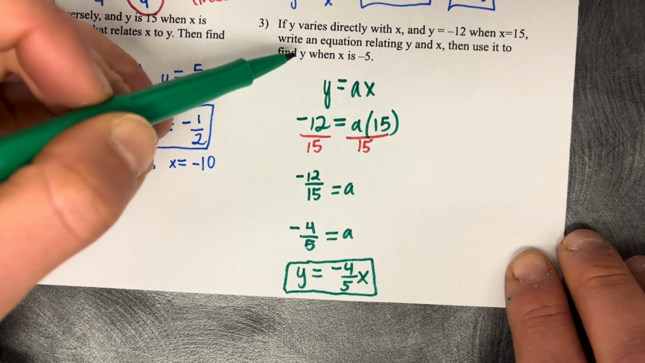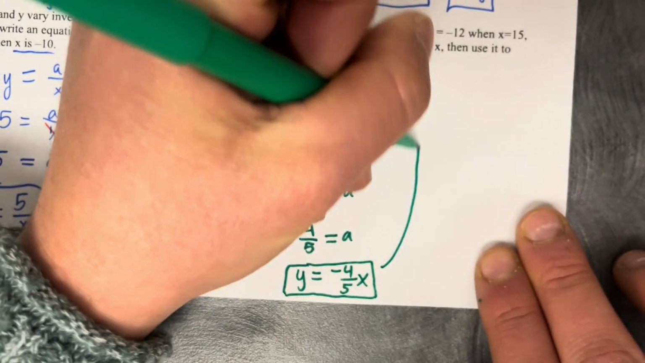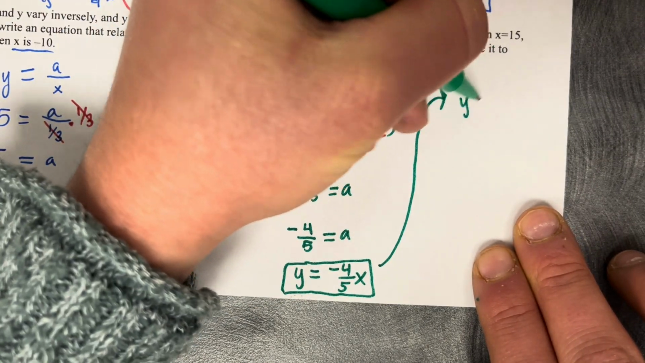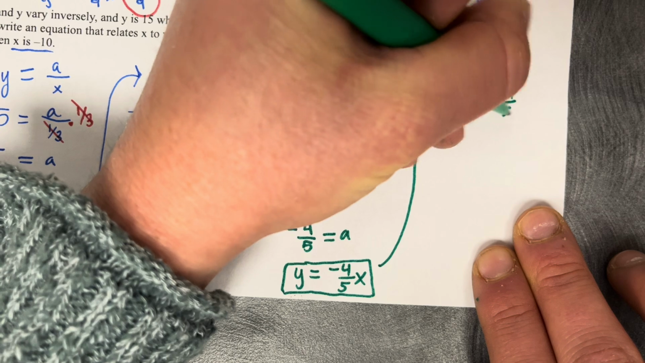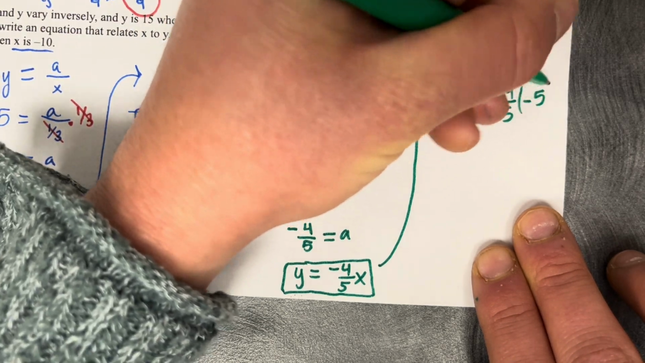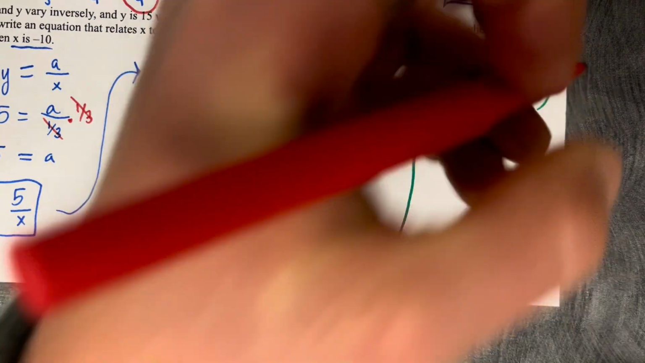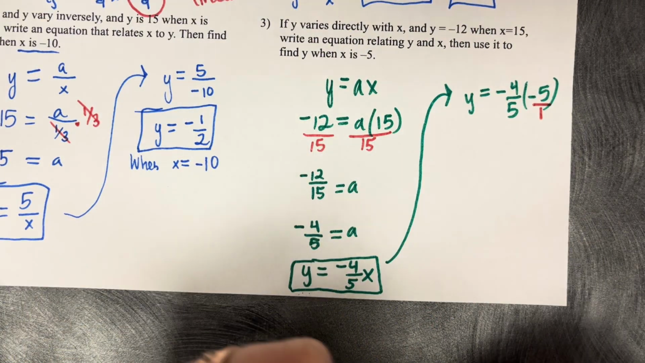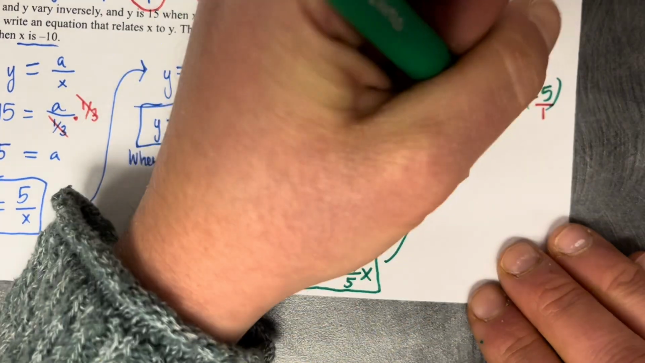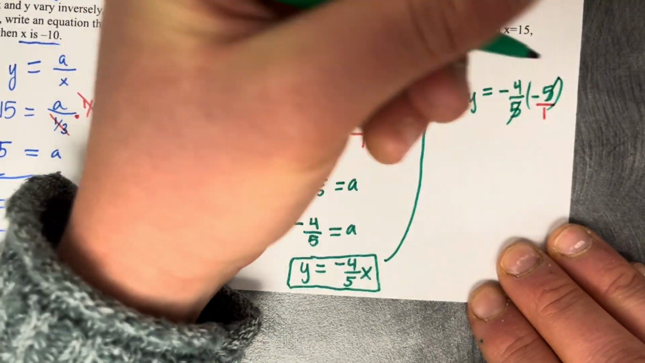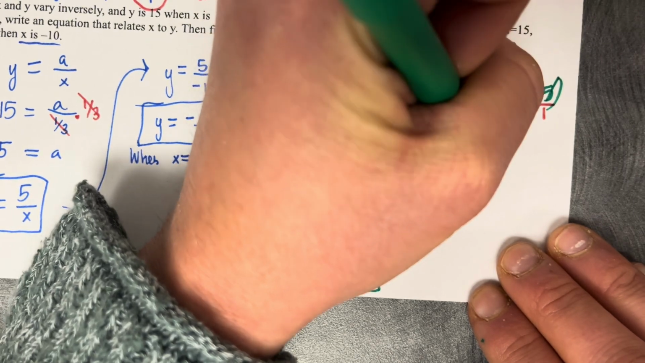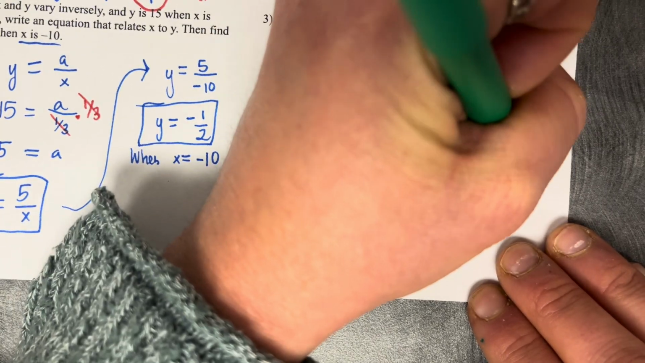And then use it to find y when x is -5. Y equals -4/5 times -5. This is like -5 over 1, so I can just multiply the fractions. 5 over 5 cancels, makes 1. Negatives, 2 negatives make a positive, and we get +4.